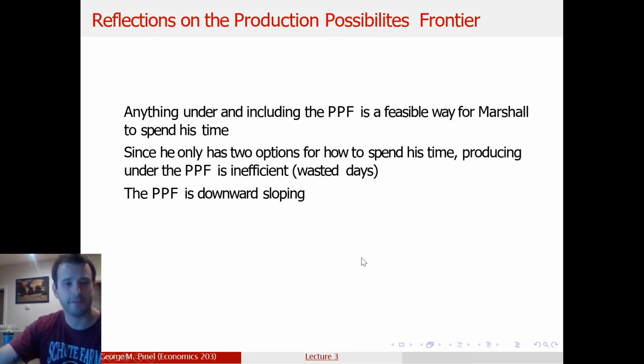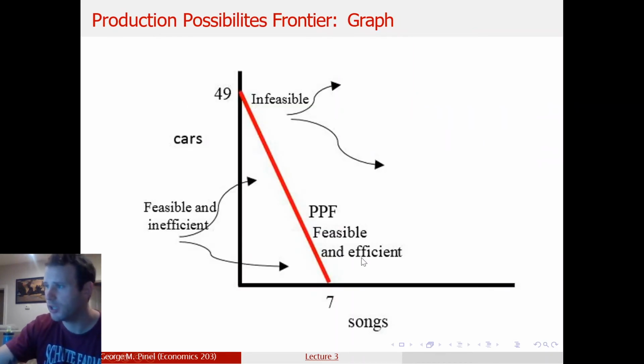Notice that the PPF is downward sloping. What that's basically capturing is that there's a trade-off. If Marshall's making 49 cars and he wants to make a song, he has to figure out what to do with his day. He has to cut down the number of cars that he wants to make in order to make a song. So there's a downward slope, there's a trade-off involved.